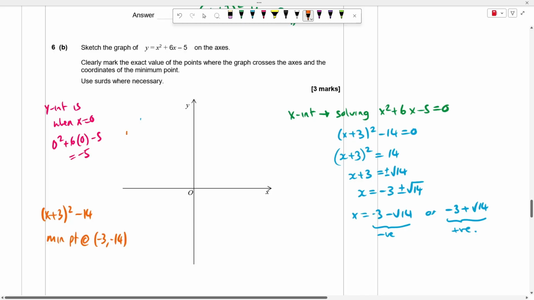So what the graph will eventually look like is something like this, where this point here is -3 minus root 14. This point here is -3 plus root 14. This value here is -5. And this point here is -3, minus 14. And there we go.